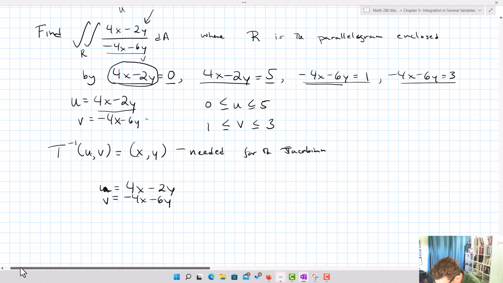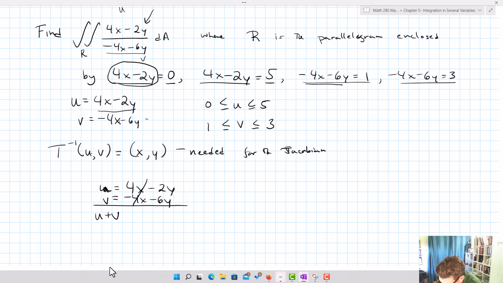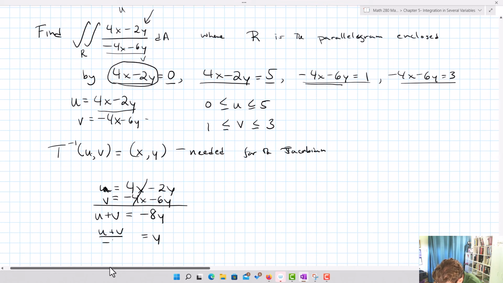So if I just look at this, I can just add the two of them together. So u plus v, the 4x terms will cancel, and this gives me negative 2y and negative 6y, so this becomes negative 8y. So y equals u plus v divided by negative 8. Take that again, I've got u and v. Next time we want to eliminate our y's. So u equals 4x minus 2y, and v equals negative 4x minus 6y.